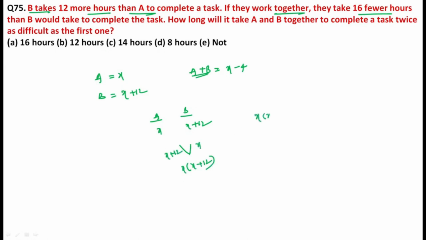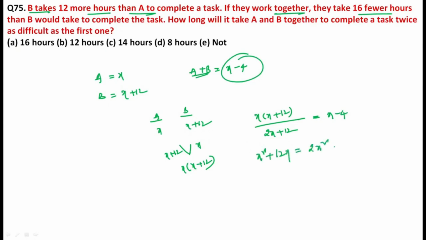If both are working together, X into X plus 12 divided by the efficiency 2X plus 12. A plus B is the efficiency. Both working together take X minus 4. Now cross multiply: X square plus 12X equals 2X square minus 8X plus 12X minus 12 fours of 48. Now you can cancel these. Finally, X square minus 8X minus 48 equals 0.